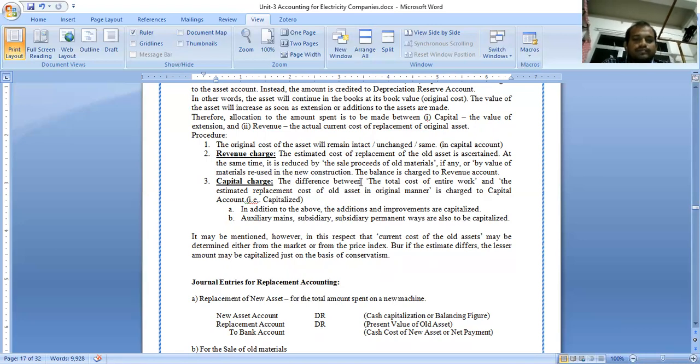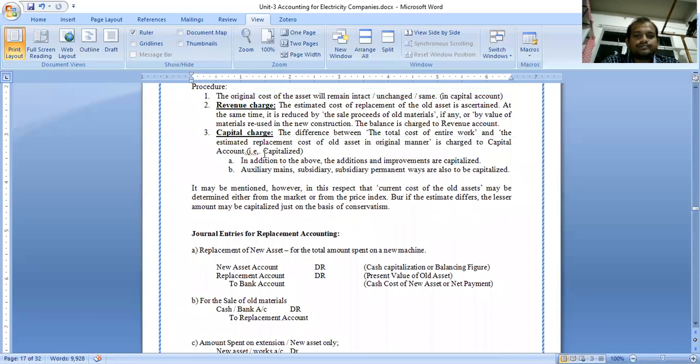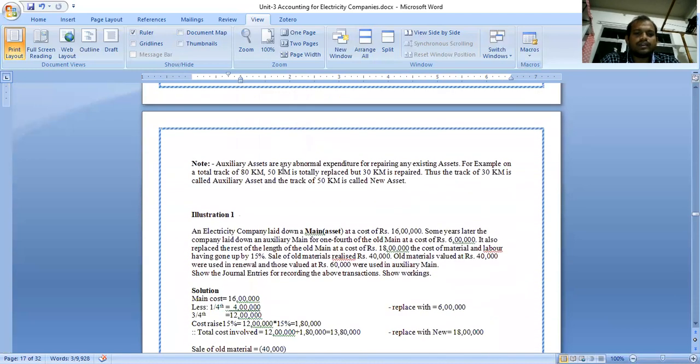Okay. So in addition to the above, additions or improvements are capitalized. Auxiliary main. See, I'll tell you with the example. Auxiliary assets are any abnormal expenditure for repairing any existing asset.